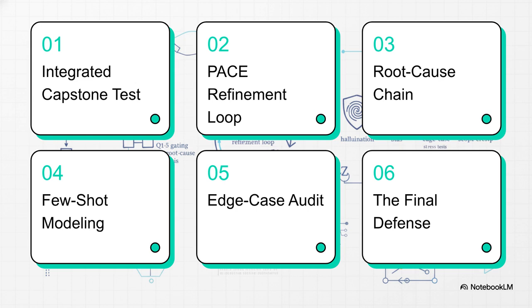Think of this as the technical architecture for our session. First, the integrated capstone test, followed by the PACE refinement loop. Then we'll cover gating our reasoning chain, few-shot modeling, the edge case audit, and finally, the final defense. We're going to transition a vague idea into a deployment-ready capstone proposal.